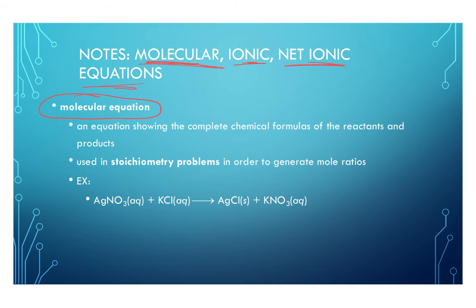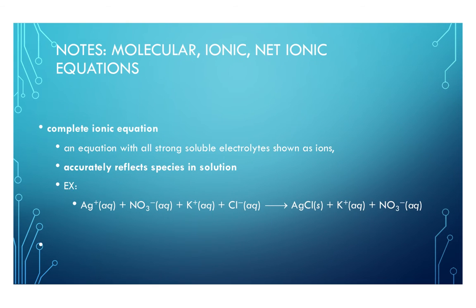Okay, so a molecular equation shows the complete chemical formulas of the reactants and the products. It's most useful in our stoichiometry problems in order to generate mole ratios. Okay, so in an example reaction, silver nitrate plus potassium chloride goes to silver chloride plus potassium nitrate. All right, so again, each of these is in its full molecular form as we roll things along.